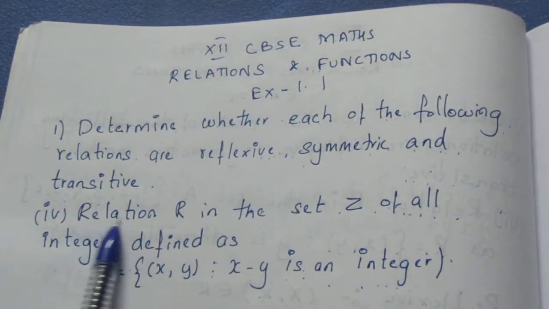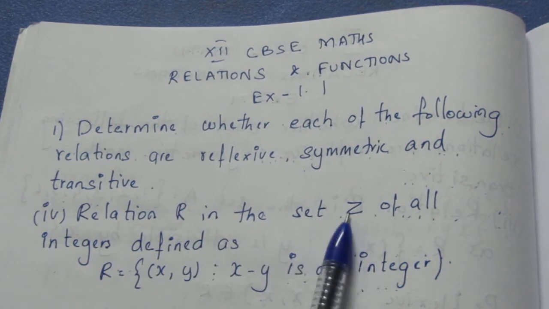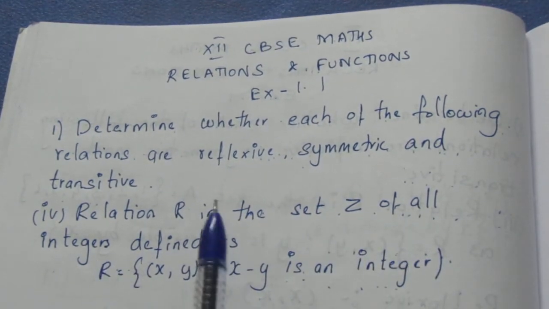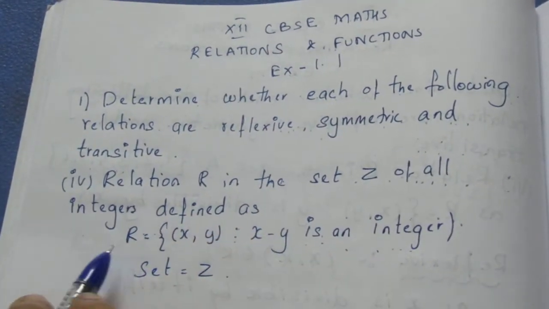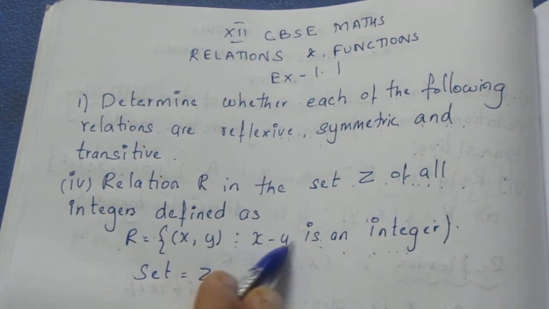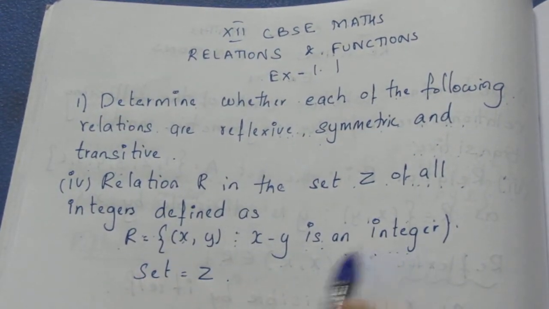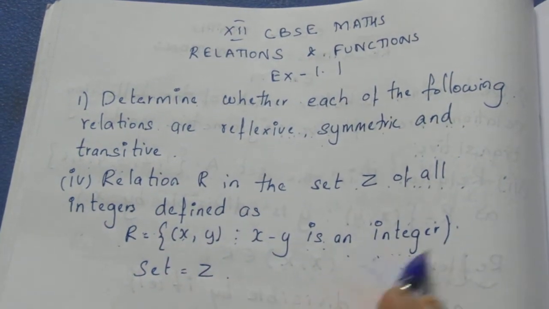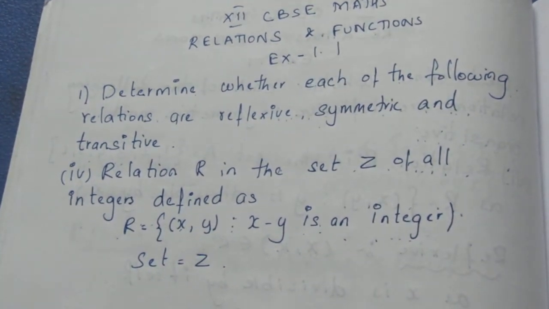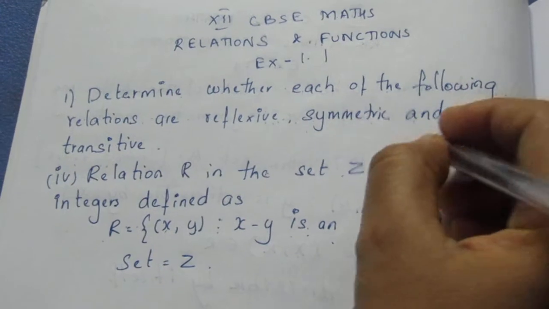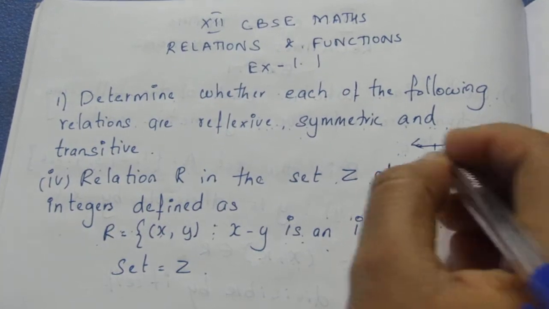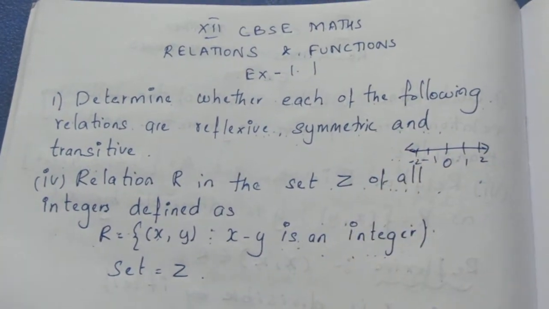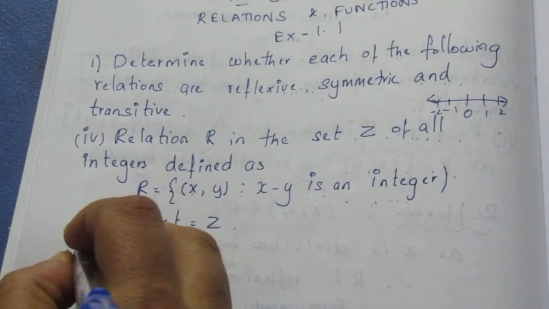In the question it's given as relation R in the set Z. Z means integers, all the integers. So the given set is equal to Z, and the relation is (x, y) such that x minus y, the first one minus the second one, is an integer. So first one minus second one, we get an answer of integer. Integer means we know that it goes from minus infinity, all the negative numbers and the positive numbers on the number line. These are integers.